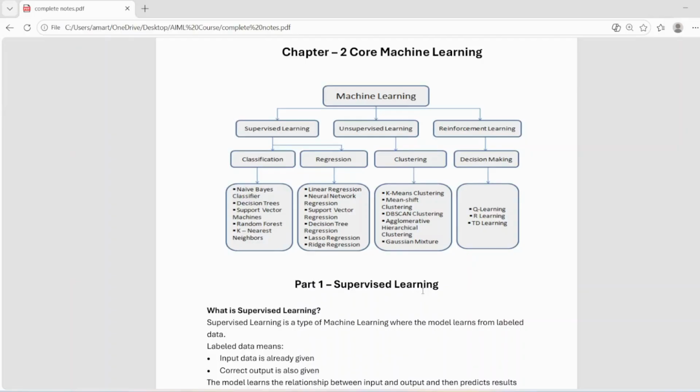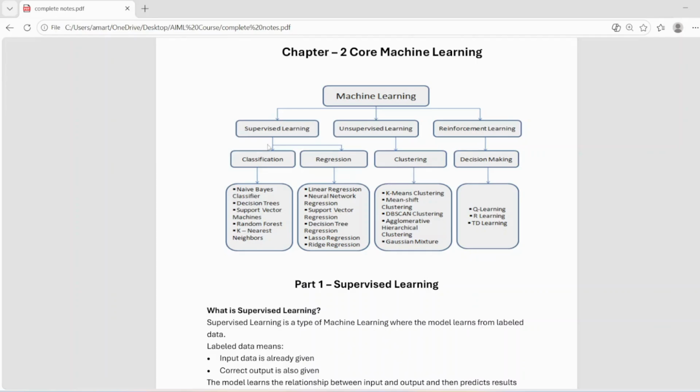From today we are starting our core machine learning series. So first, understand what is machine learning. Basically, machine learning is a branch of artificial intelligence through which computers learn from the data, and then make predictions or take decisions on the basis of the data we provided. Okay, so this is what machine learning is.